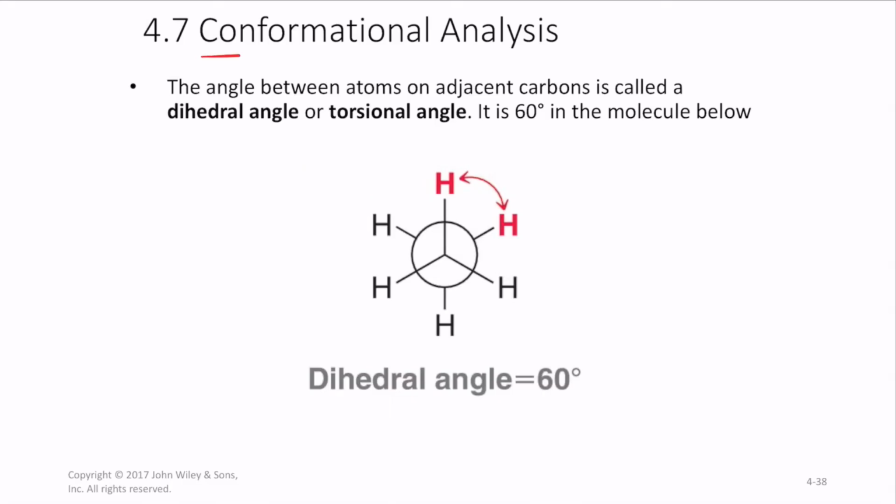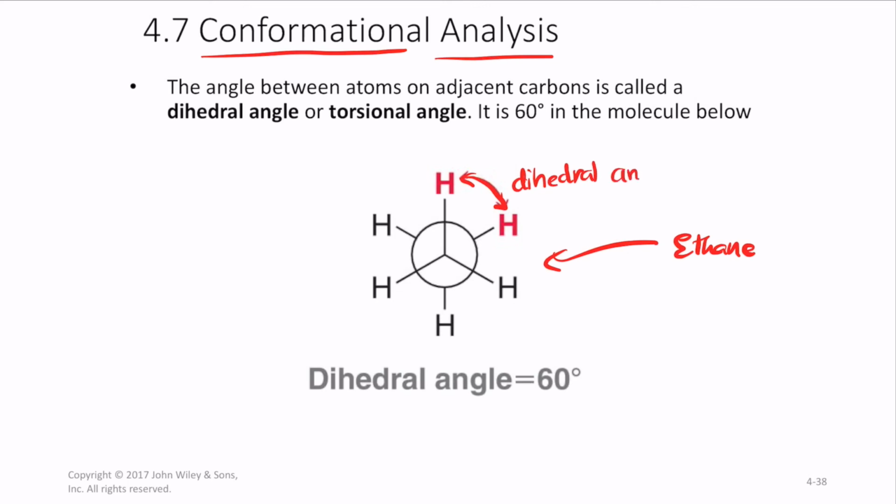So next let's talk about conformational analysis. So in conformational analysis, remember that this molecule represents ethane. The angle between the front hydrogen and the back hydrogen, the adjacent front and back hydrogen, is called the dihedral angle. Because the single bond between them can rotate, the dihedral angle can change.